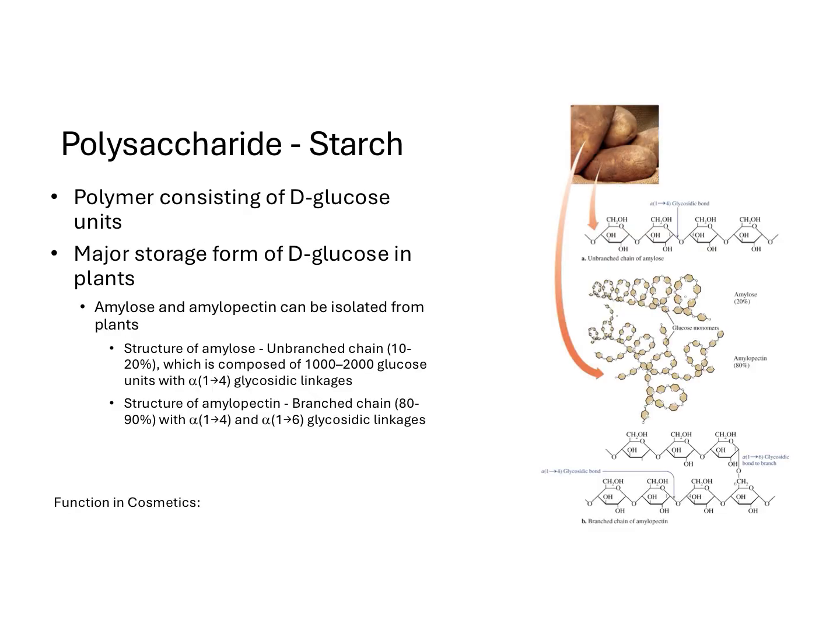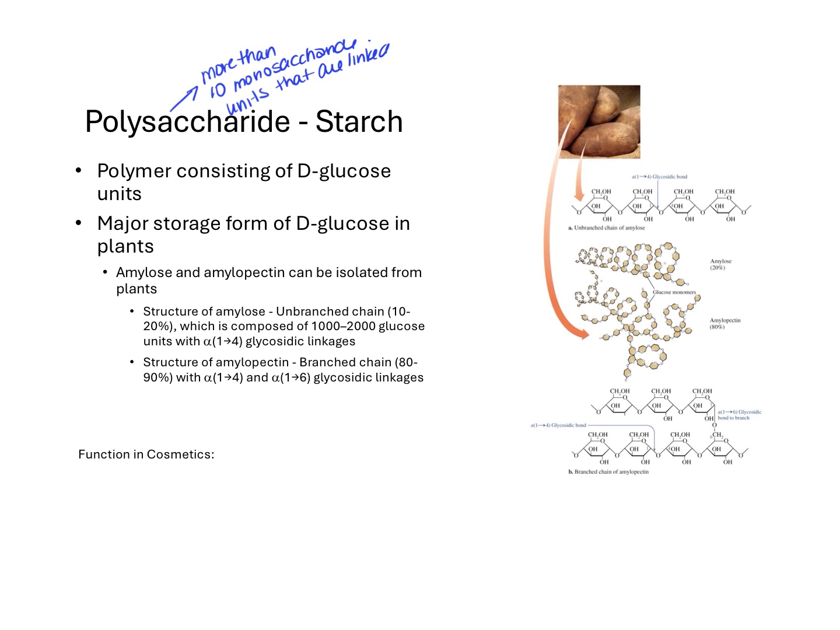So let's talk about polysaccharides. Polysaccharides, right, have more than 10 monosaccharide units that are linked. That's what we see. The first one we're going to talk about is starch. Starch is found in your starchy foods like potatoes or pasta or things like that. It consists of D-glucose units.